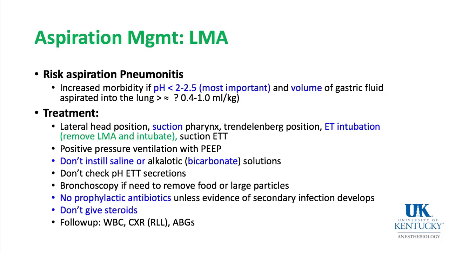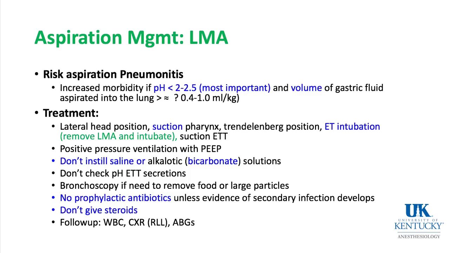Now, pH tends to be the most important because, as you probably know, you can aspirate large amounts of blood or saline without large changes in lung function. But if you aspirate even in this 0.4 to 1 ml per kilogram range of acidic fluid, you can get an aspiration pneumonitis. How do you treat it?